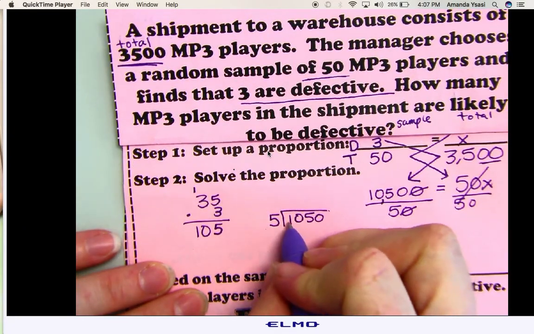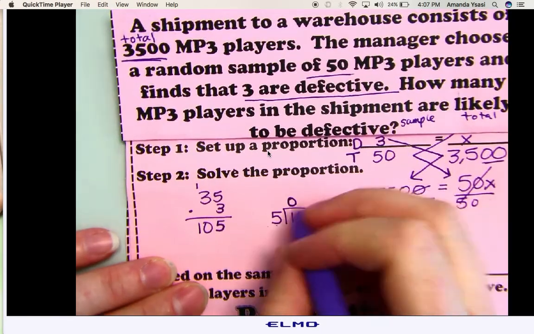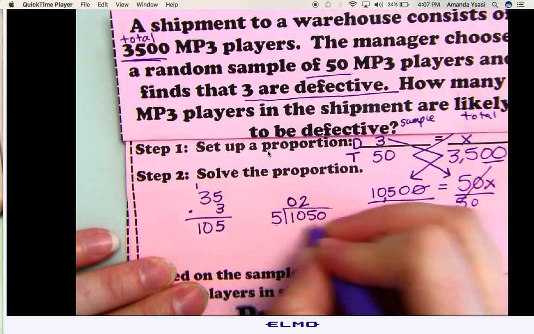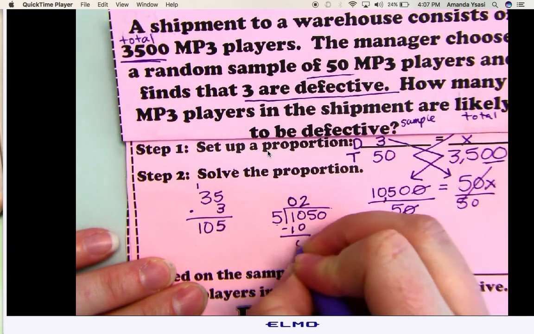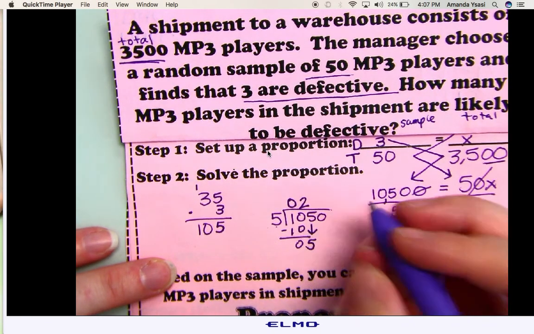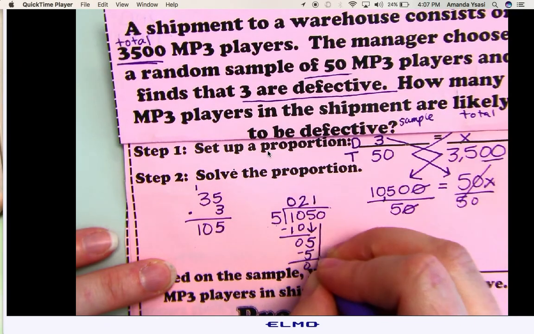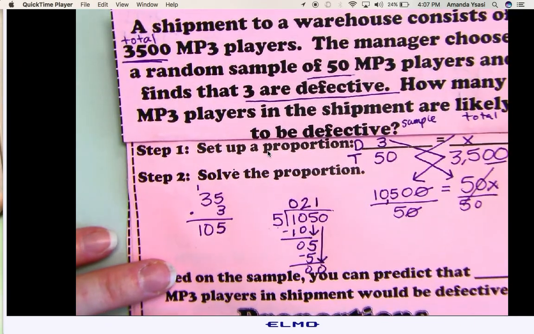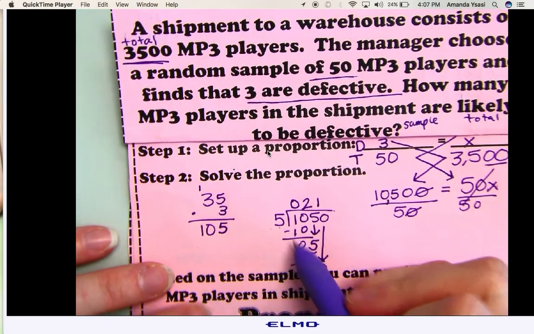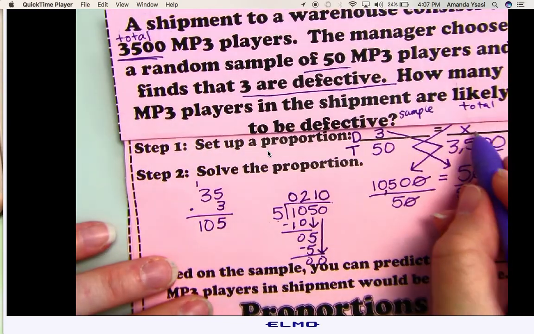5 goes into 1, 0. 5 goes into 10 two times, that's 10, so it's even. Carry down a 5. 5 goes into 5 one time. 1 times 5, 0. Carry down 0. So 5 goes into 0, 0 times. So that means there will be 210.